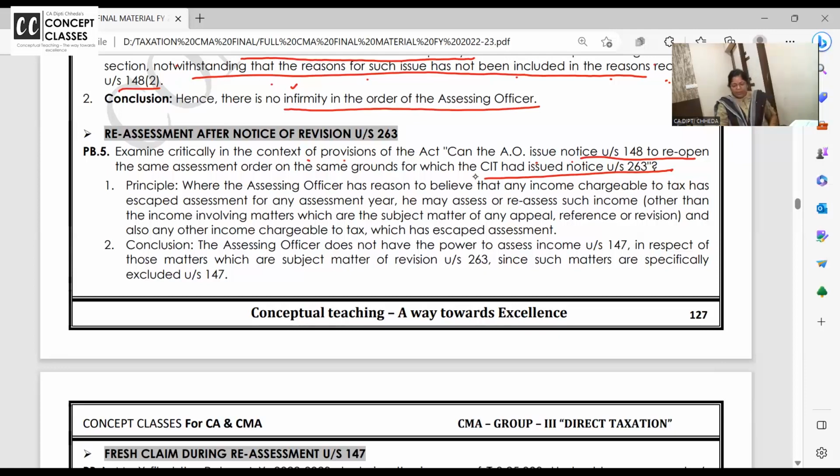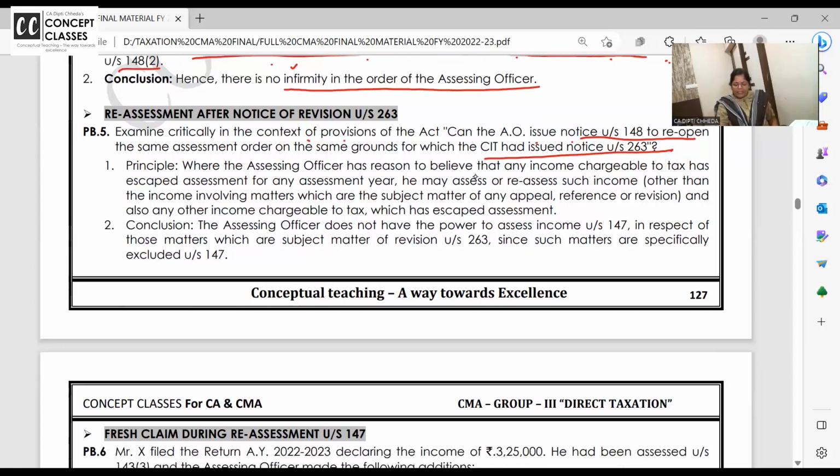Check once. Where the AO has reason to believe that any income chargeable to tax has escaped assessment, he may assess or reassess such income other than income involving matters which are the subject matter, and also any other income which has escaped assessment. Okay.